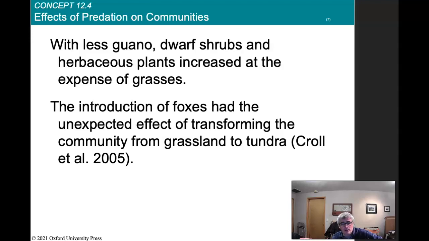So the introduction of foxes had an unexpected effect of transforming the community from a grassland to more of a tundra ecosystem. So pretty interesting to think about. And particularly that mechanism is kind of surprising, that it's really this loss of fertilizer. But it makes sense that in that system, that's your major source of nitrogen and phosphorus.